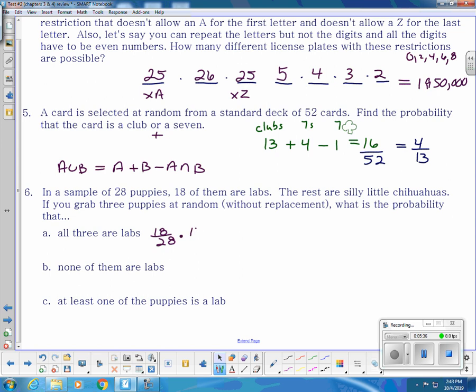So you have 18 labs out of 28 that you're probably picking the first puppy being a lab. And the second puppy is a lab. Well, there's only 17 labs out of 27 now. And the third puppy is also a lab. There's 16 labs out of 26. These are dependent events, which is why the probability is changing.